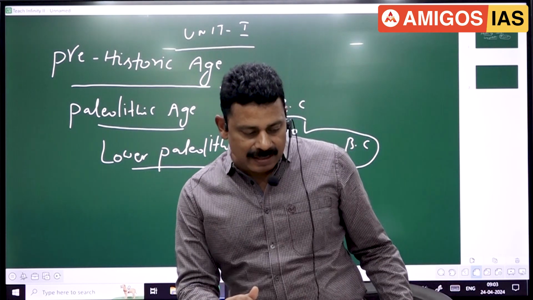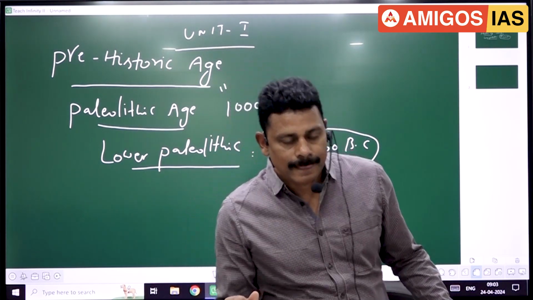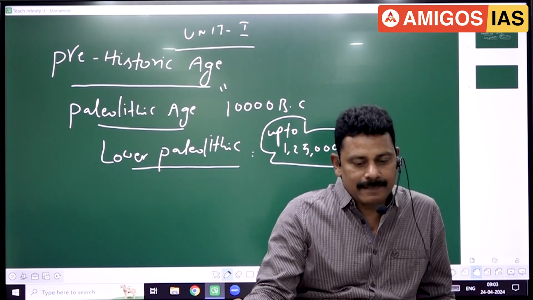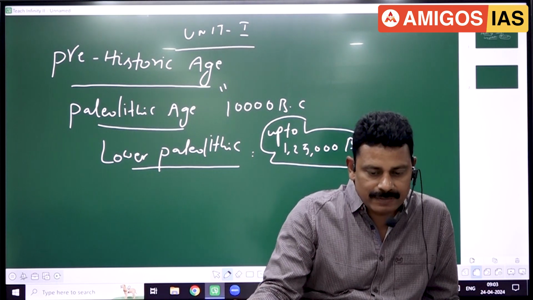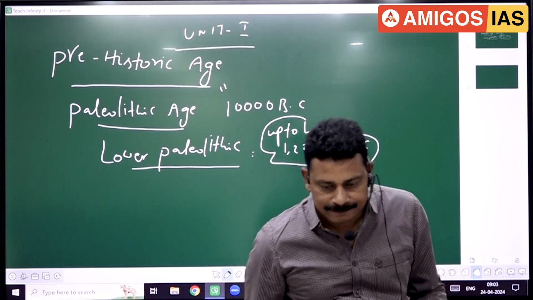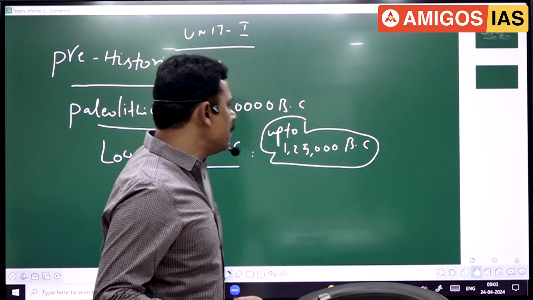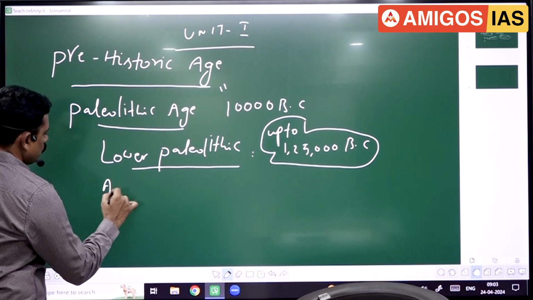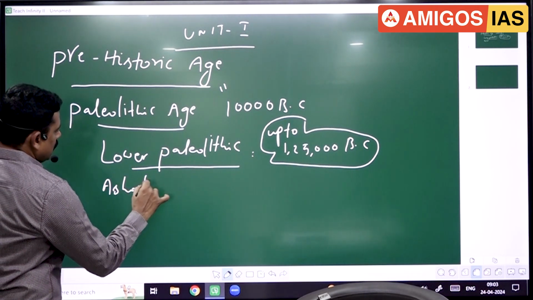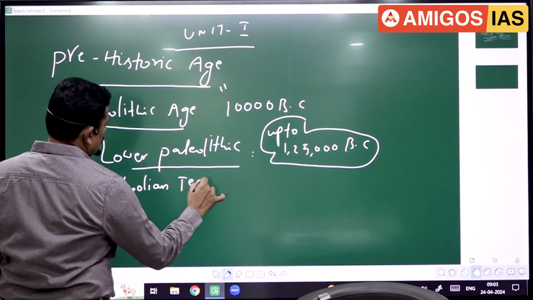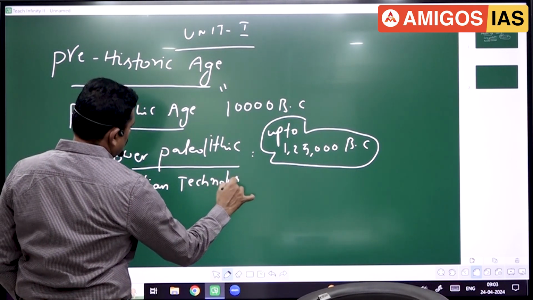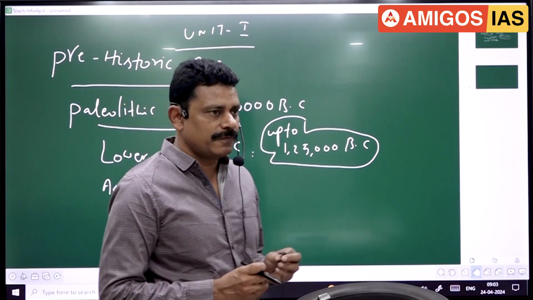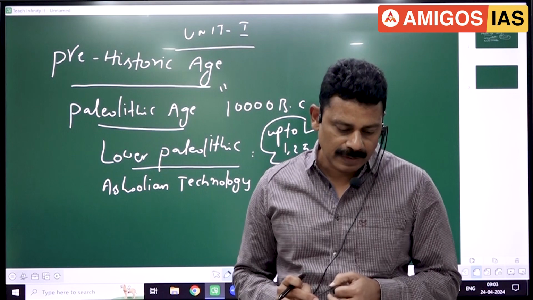What are the materials that have been used by the people under the lower Paleolithic period, and what are the major sites and implements? These are the things which need to be noted down here. Questions can be asked about them only. While making these tools and implements, they used a typical technology called Acheulean technology. Acheulean technology is the name of the technology used for making the tools.